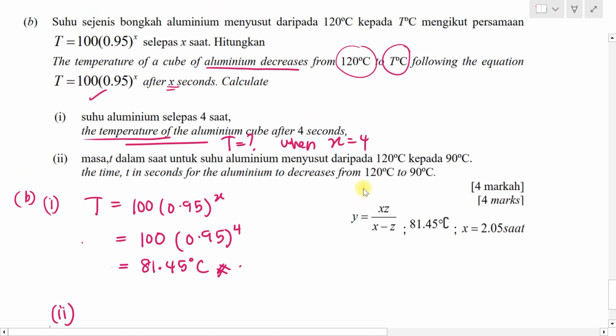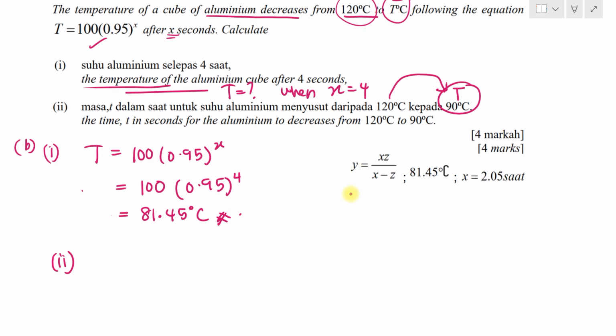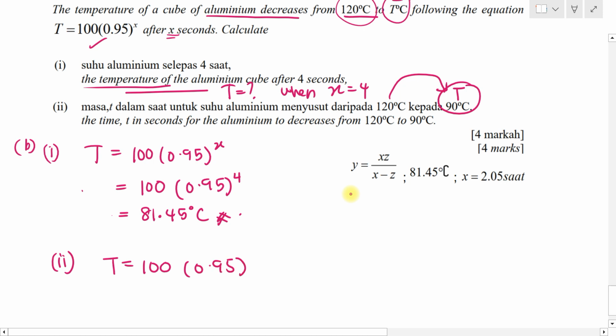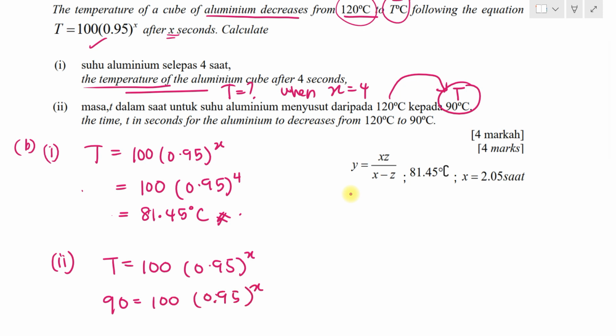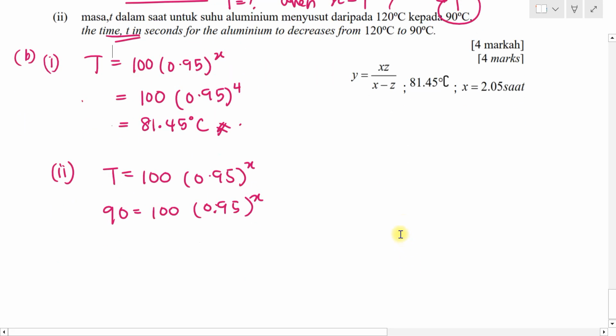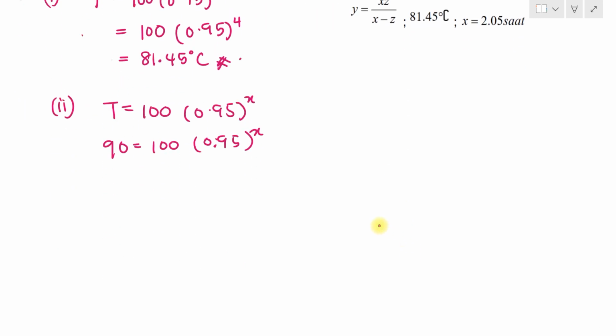Okay, so you must know what the t should be substituted. Look, the equation is telling 120 to becoming the t. So t is 90, yeah? Right. So t is equal to 100, 0.95x. T is 90, 100, 0.95x. They ask what is the time in seconds. Okay, so use your log.